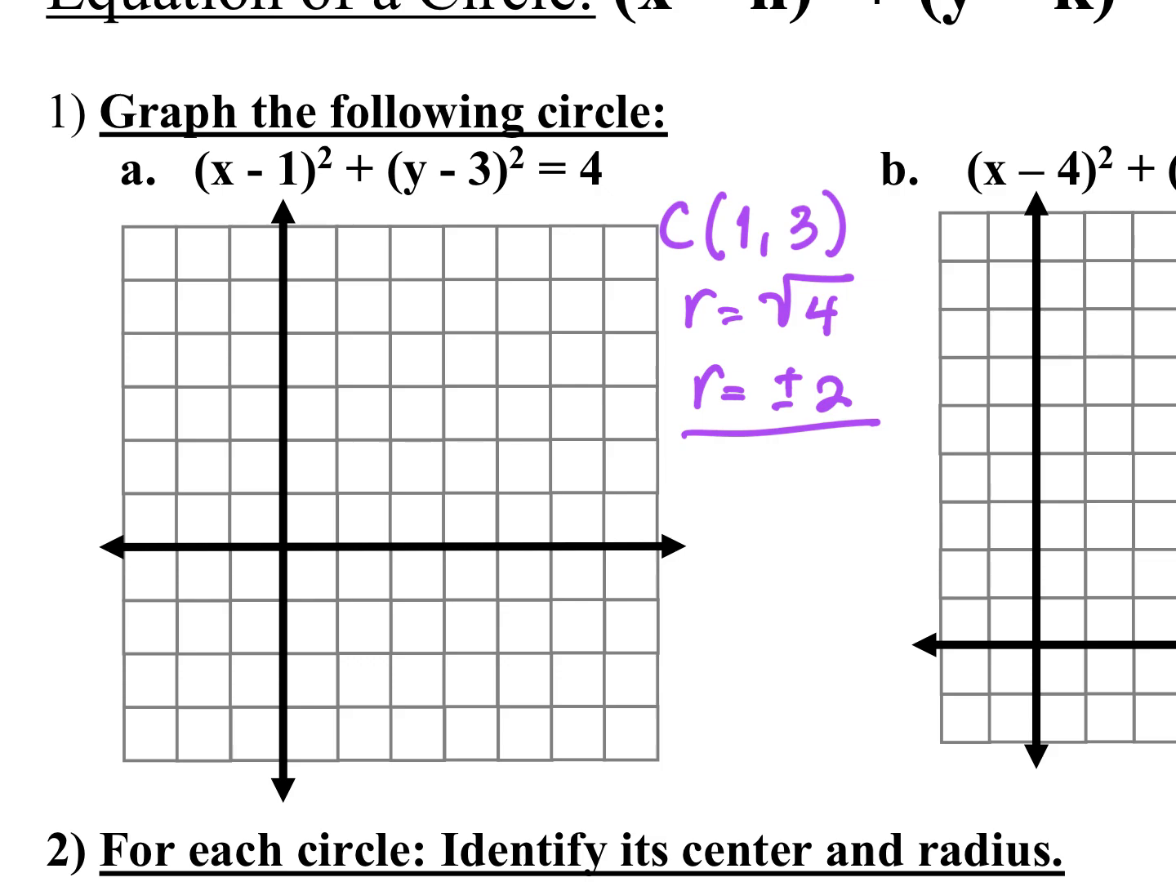Okay, so let's look at our (1, 3). This is going to be my 1. 1, 2, 3. This is my 3, so it's going to be here. That's my center. Then 1, 2 units. So I'm going to just roughly sketch my circle here. Okay, so this is going to be the graph of that.